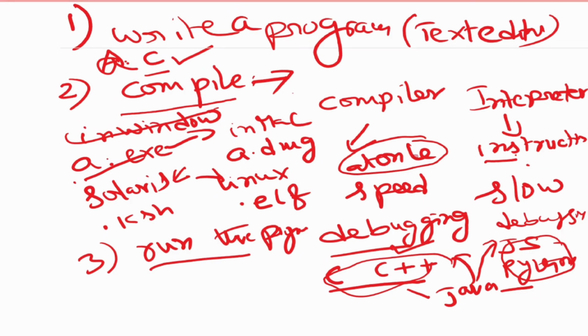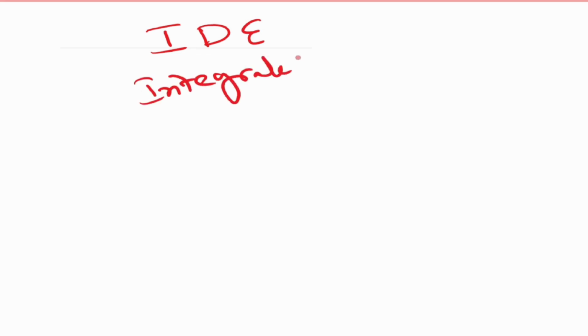Writing the program is done in some text editor, and the compiler or interpreter we use is separate software. Then we run the program through the platform, Windows or Solaris, whichever we are using. So different platforms and different software have to be used. To make programmers' and developers' lives easy, developers created one more thing, what we call an IDE. What is an IDE? Integrated Development Environment.